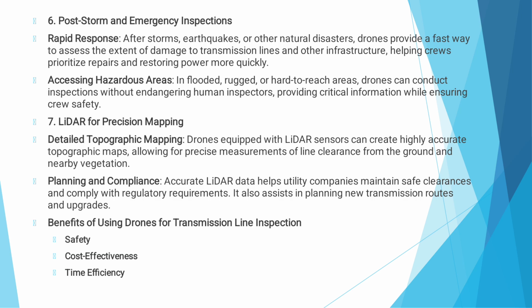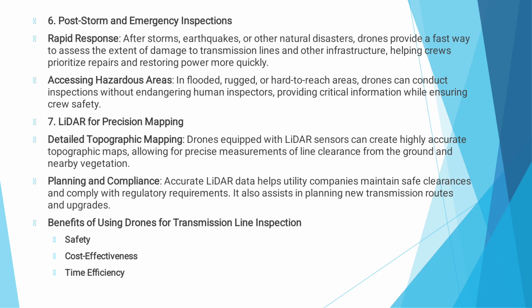Then post-storm and emergency inspection. Rapid response. After storms, earthquakes or other natural disasters, drones provide a fast way to assess the extent of damage to transmission lines and other infrastructure, helping crews prioritize repairs and restore power more quickly. Assessing hazard areas. In flooded, rugged or hard to reach areas, drones can conduct inspections without endangering human inspectors, providing critical information while ensuring crew safety.